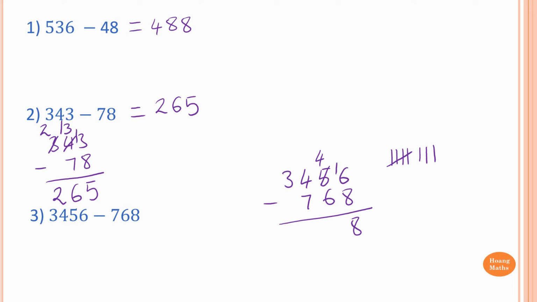4 cannot take away 6, so you borrow 1 from this 4 here. So this becomes 3. That becomes 14. 14 take away 6. So 10 take away 6 is 4. Add another 4 is 8.